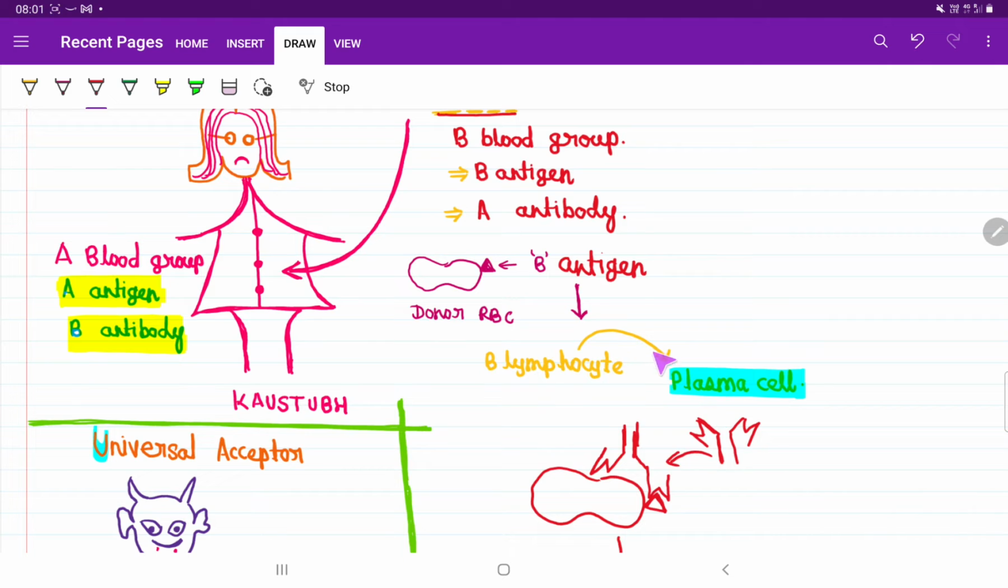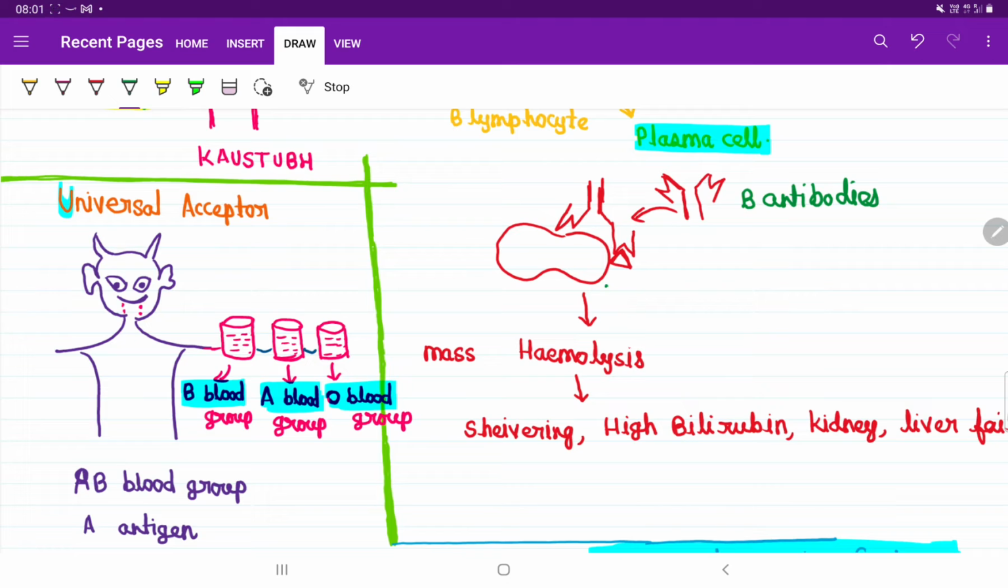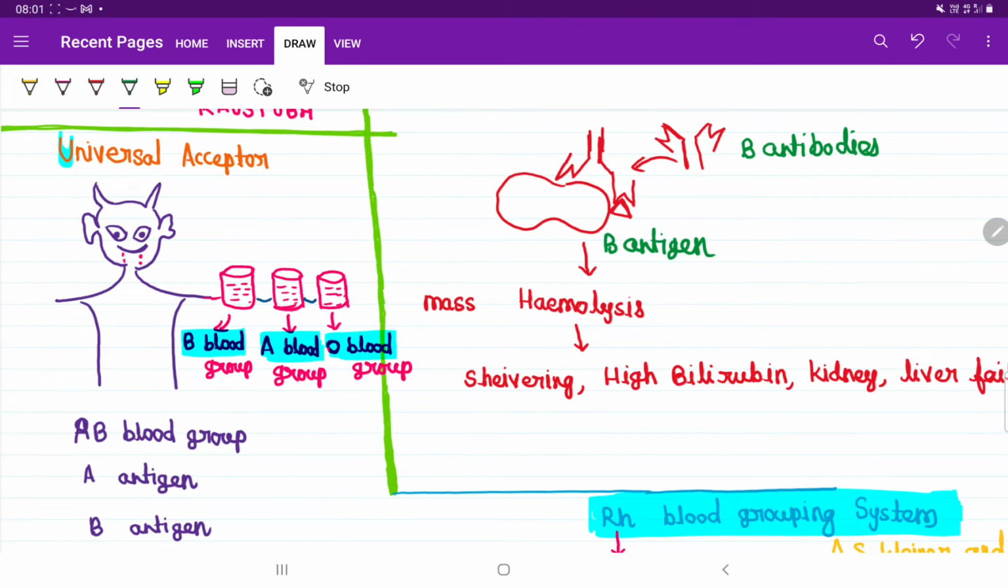Immediately B lymphocytes are activated and they differentiate into plasma cells, right? Because they have seen one foreign antigen. And then the plasma cells produce a lot of B antibodies. And these B antibodies, unfortunately, bind with the B antigen of the red blood cells and hemolyze them. And it happens at a mass level.